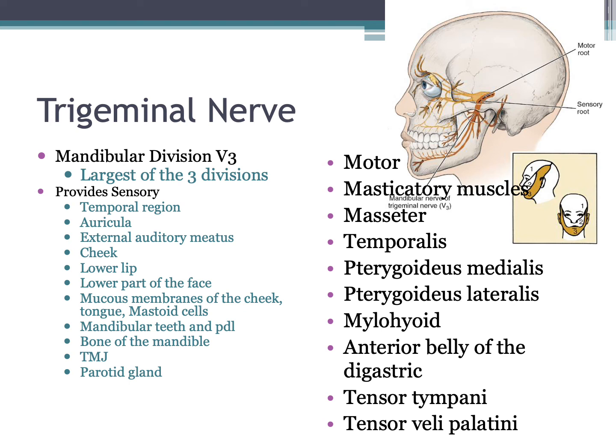The third division of the trigeminal nerve, or V3, is the mandibular division, and it is the only division with both a sensory and motor function. The sensory functions are listed on the left, and the motor functions are listed on the right of this slide.